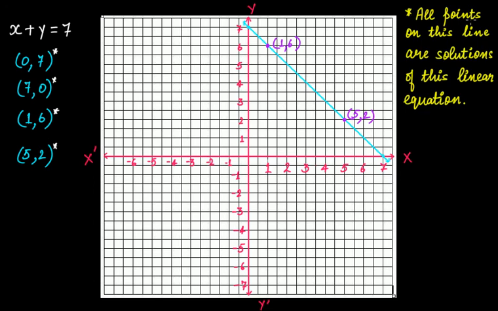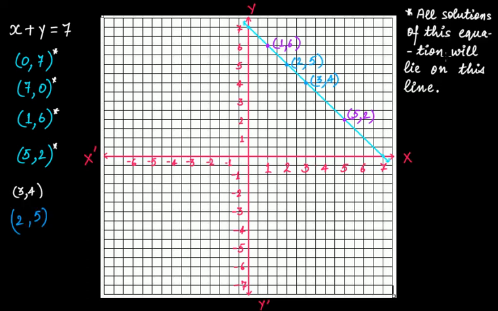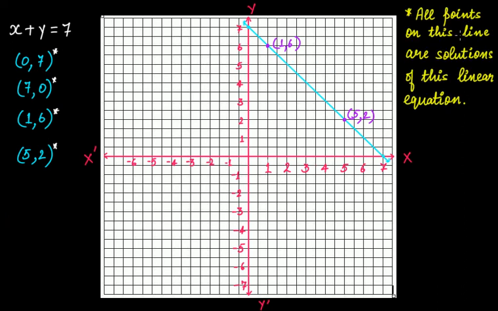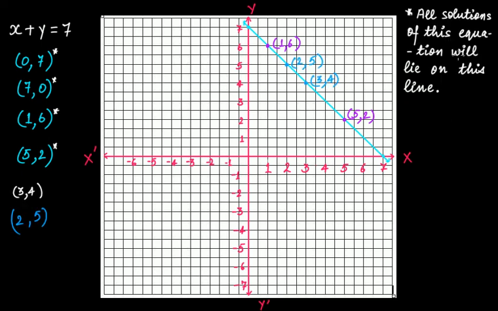Point number 2 is all points on this line are solutions of this linear equation, right? It's completely similar to this one. Now here we discussed that all solutions have to lie on this line, and this point says that all points on this line are solutions of this linear equation, and that makes sense, right? It's just the reverse of this point.